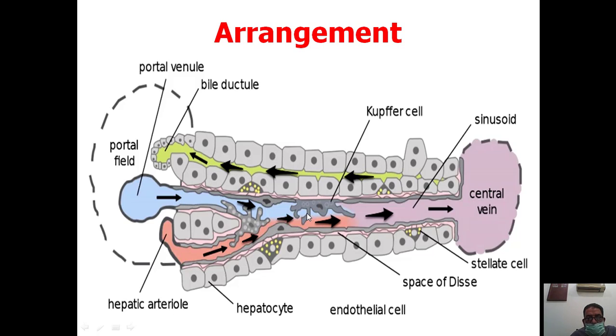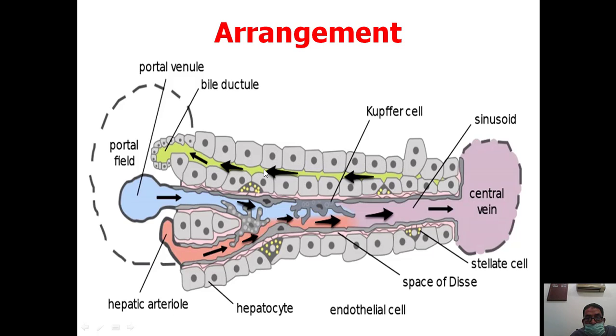After purification and absorption of the nutrients, ultimately the blood drains into the central vein, from where it goes into the hepatic vein, and ultimately the inferior vena cava. So the portal vein contains all the necessary nutrients that are absorbed and purified within the hepatic sinusoid, and then drain into the central vein.